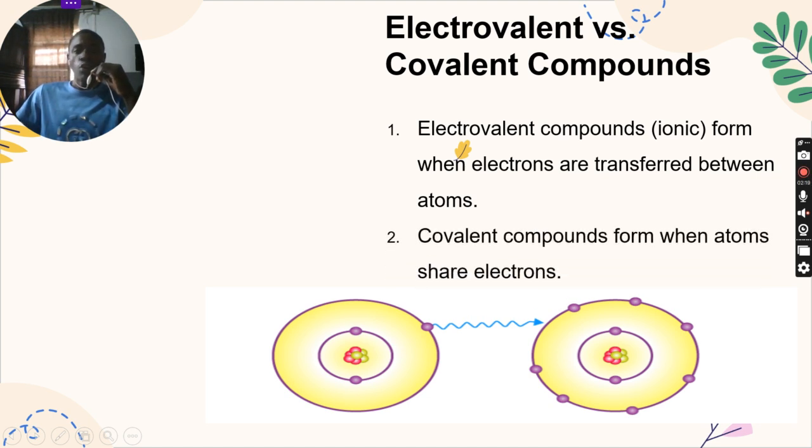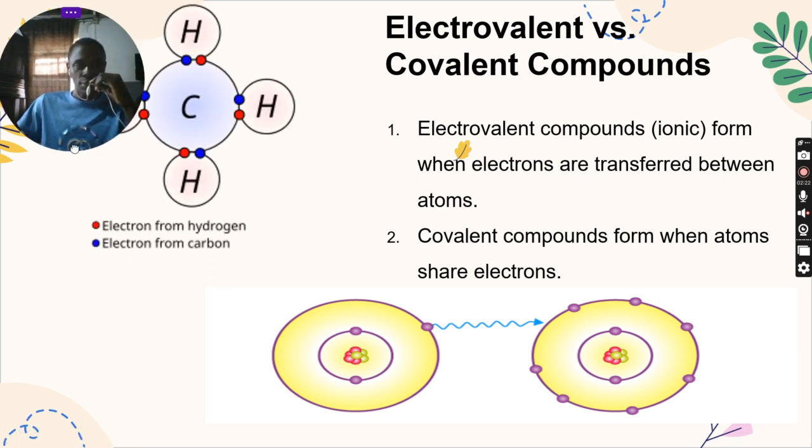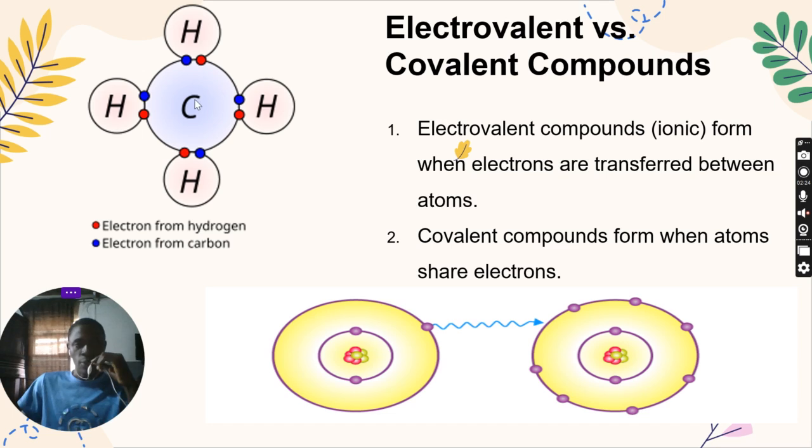Covalent compounds are formed when electrons are shared between atoms. As you can see, this doesn't involve the transfer of electrons, but the sharing of electrons. So electrons are shared here between hydrogen and carbon in this molecule. So this is called covalent bonding. Covalent compounds generally have lower melting and boiling points, because the forces that hold the molecule together are weaker than the electrostatic forces of attraction.